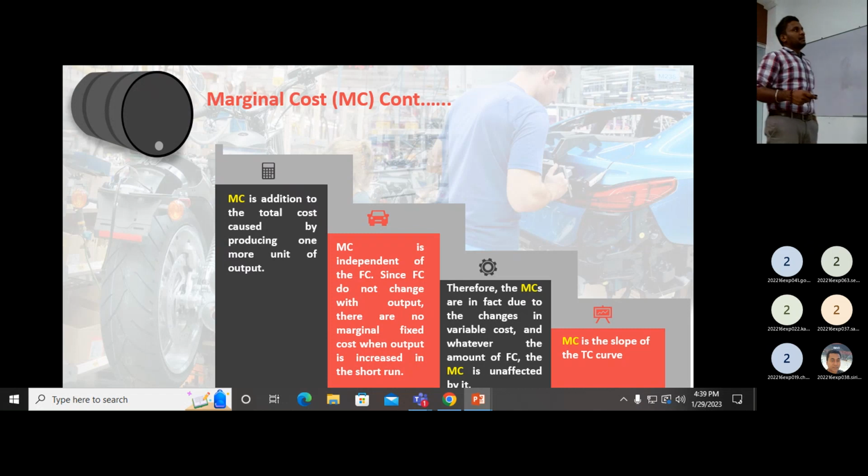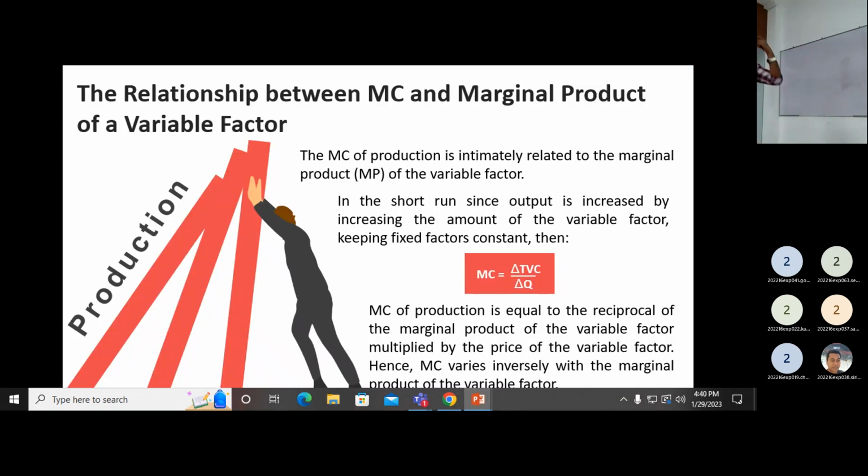And you could see here, marginal cost is simply the slope of our total cost curve. And this is how you calculate the marginal cost: simply the change in total variable cost divided by the change in quantity. And here the topic is the relationship between marginal cost and marginal product. Again, the same, right? This is also the same as the relationship between average product and average variable cost.